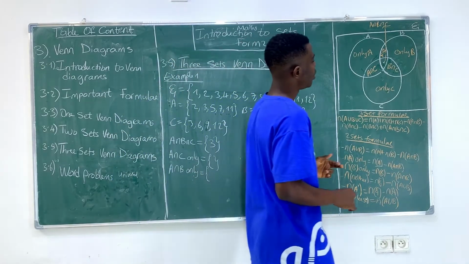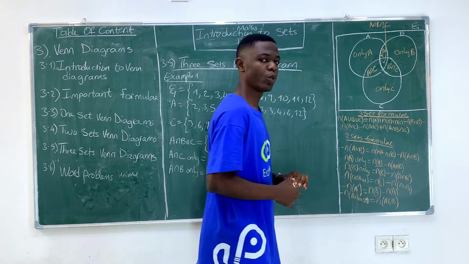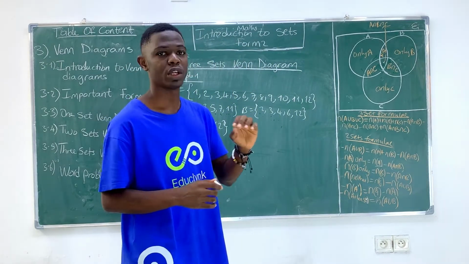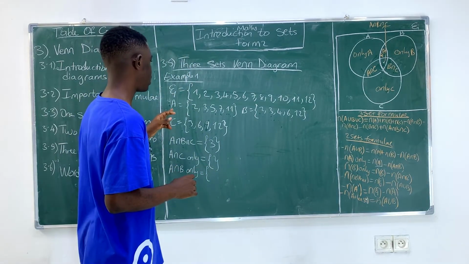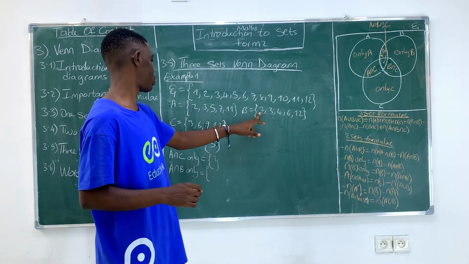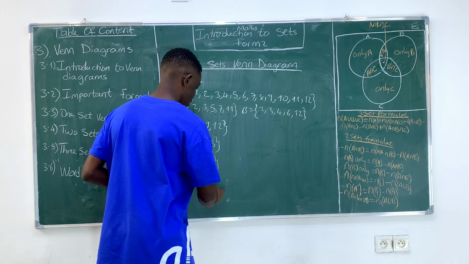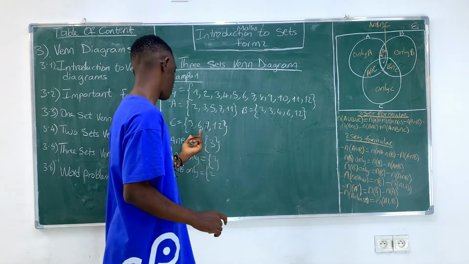So for A intersection B, what is it going to be? We want terms that are common to A and B only, so not common to A, B, and C. So for A intersection B, you take terms common to A and B only. You have 2. 2 is common. Is it in C? No. So you write 2, because it is common to A and B and not common to C.